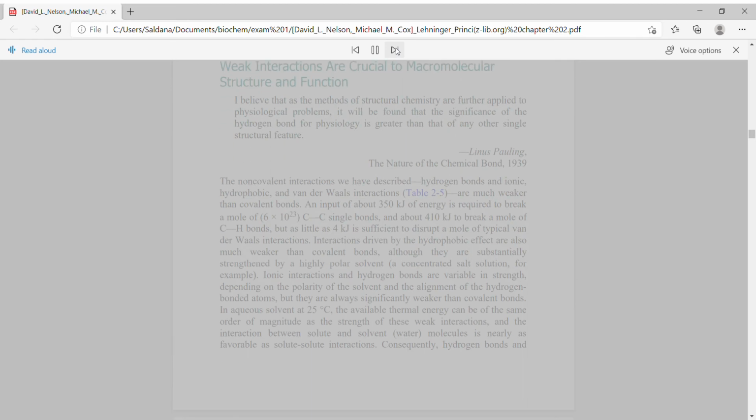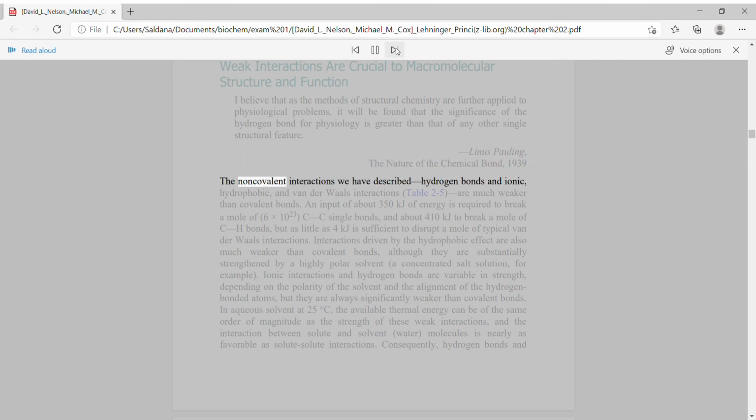Weak interactions are crucial to macromolecular structure and function. I believe that as the methods of structural chemistry are further applied to physiological problems, it will be found that the significance of the hydrogen bond for physiology is greater than that of any other single structural feature. Linus Pauling, The Nature of the Chemical Bond, 1939.